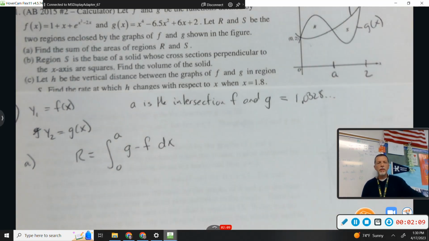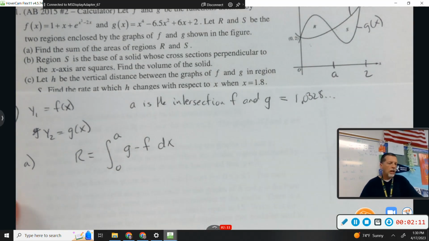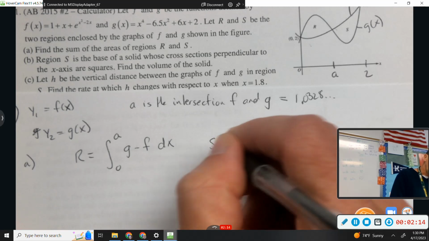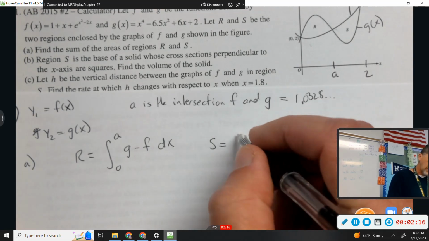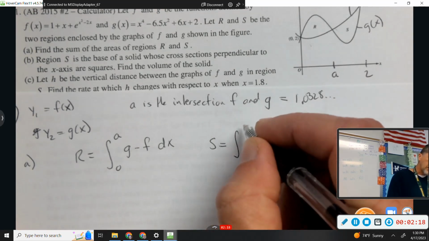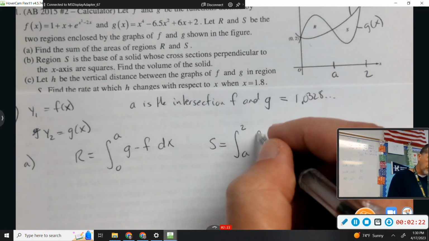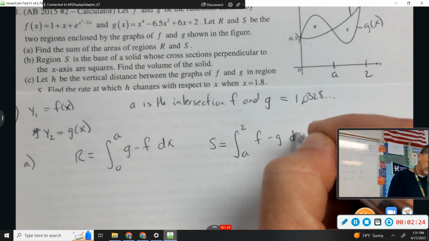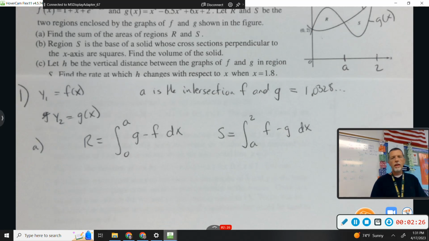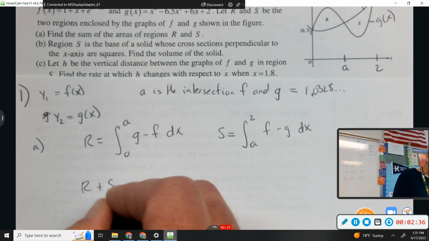Okay, so now I'm ready for region R. Region S would be A to 2. Top minus bottom, but they flipped, so F minus G dx. And I'm trying to think how much work I want to show. I don't really need to show much more. I can just say R plus S equals and give the answer.